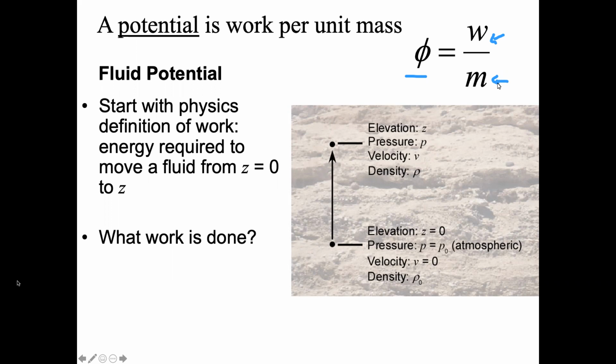So when we think about fluid potential, this work per unit mass, we need to start with a physics definition of work, which is the energy required to move a fluid from this point, Z at 0, our datum, to some point above it. That's all we're really thinking about. So we have to ask the question, what is the work that is actually done?